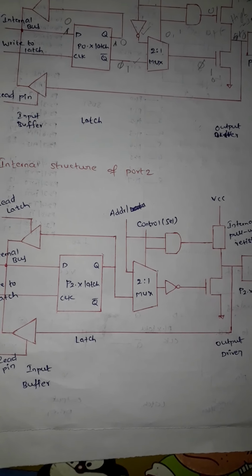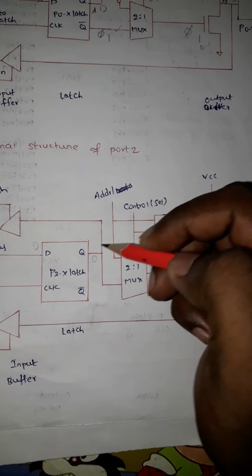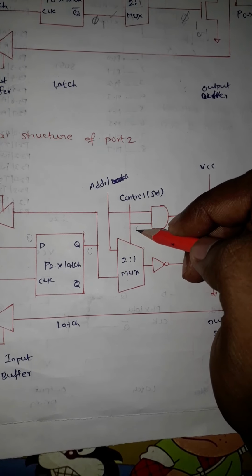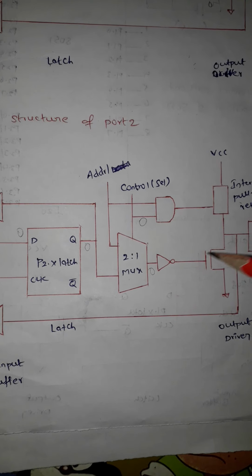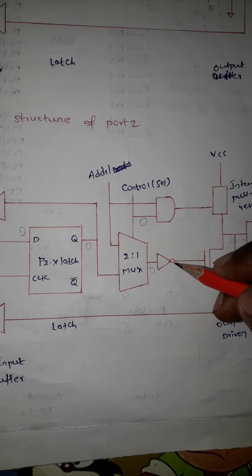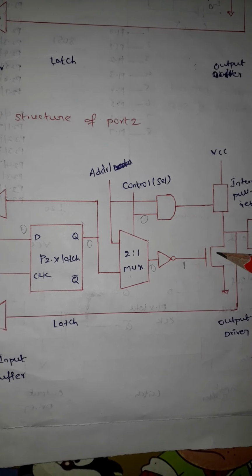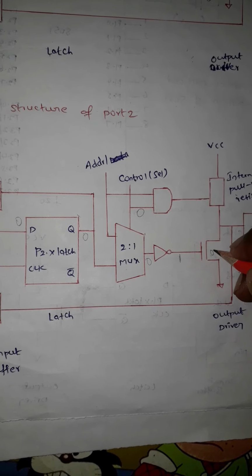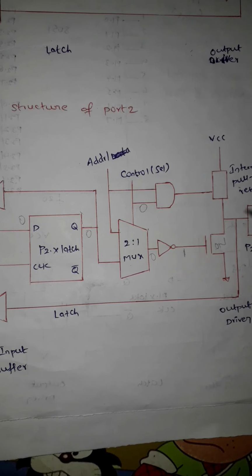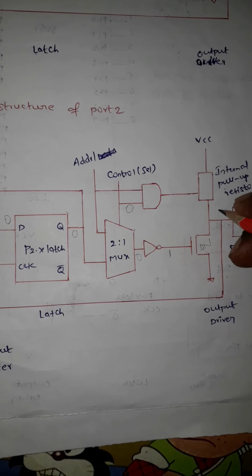So we can see one simple operation. If you apply the D input as 0, then your Q output goes 0, and your control line should be 0 for input output operation. Then you will get 0 here. When it is 0, by using a NOT gate you will get the value 1, so this transistor goes on. When this transistor goes on, VCC is connected to the ground, so the value that you get here is 0.